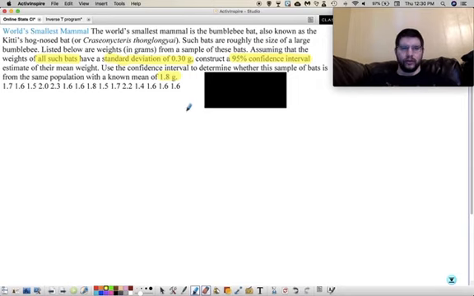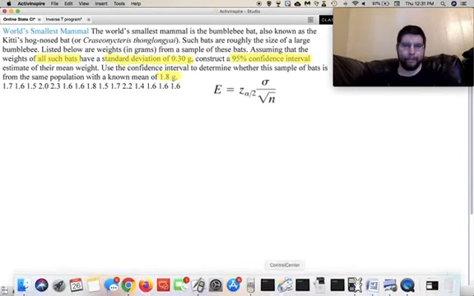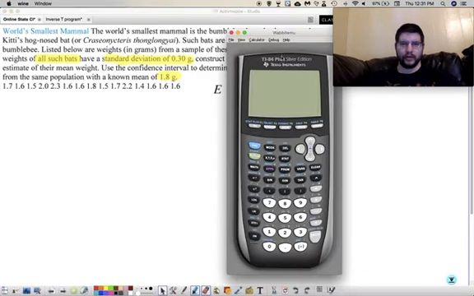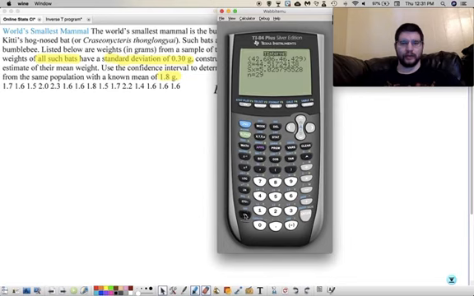So, since we know the standard deviation of all those kitty hog bats, it's a Z interval. There's the formula. So, again, we're going to type in all these numbers. If you want to see how to do it on the Casio, go back to the previous problem because I'm just doing this on the TI. I'll do it by hand, but the typing in the numbers part, yep, TI only.